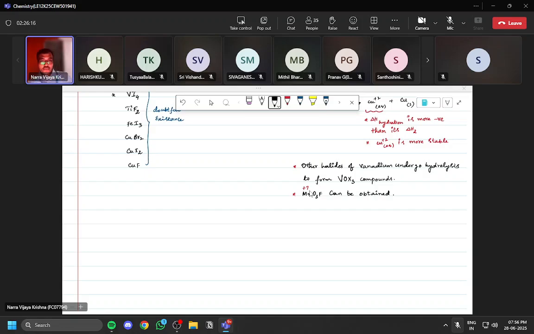Right. We are seeing one point, sir. What is it? MnO3F can be obtained. Here we discussed one more point. From NCERT, we have seen one point now.